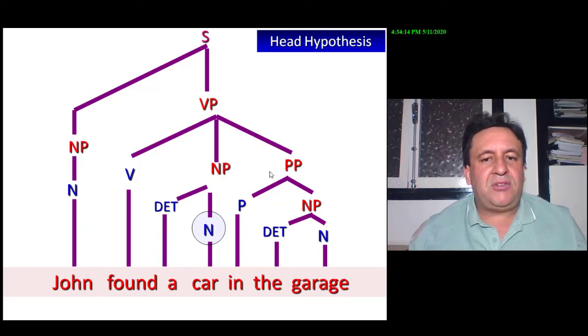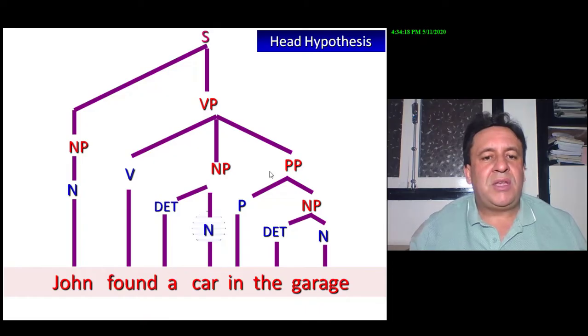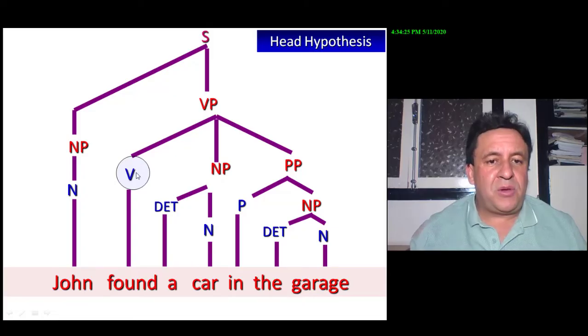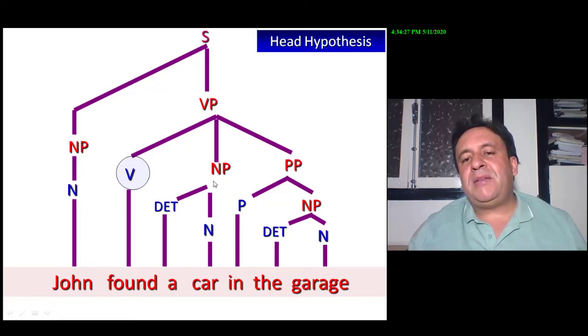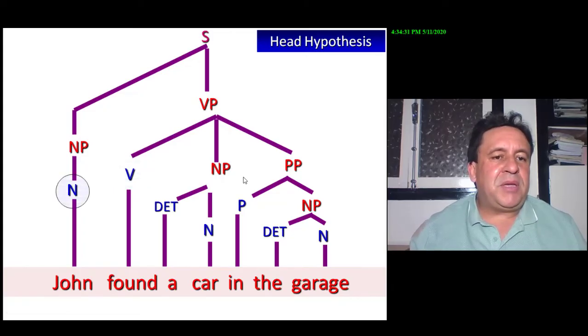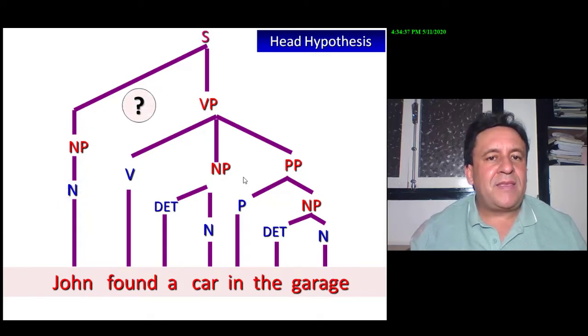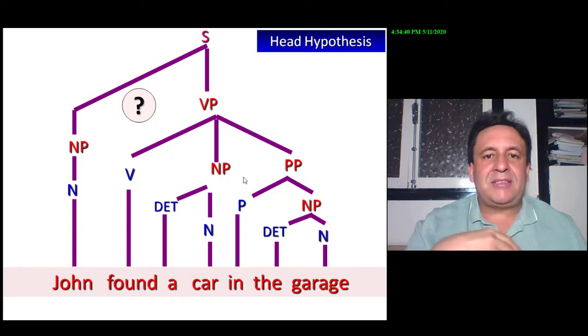A is a determiner, so it does satisfy the head requirement. Same thing can be said about the VP. Yes, it has one and only one head, which is the verb, followed by NP, PP. Same thing can be said about the NP. It's headed, it has only one head. But how about the sentence itself? Does it have a head? No, in this tree diagram it doesn't have a head.